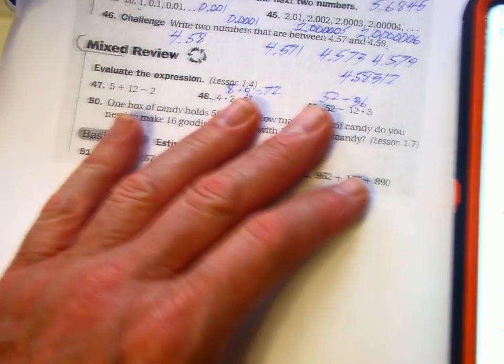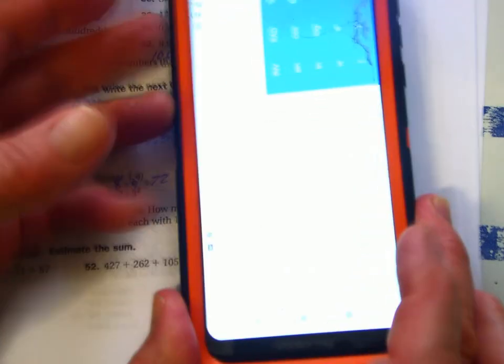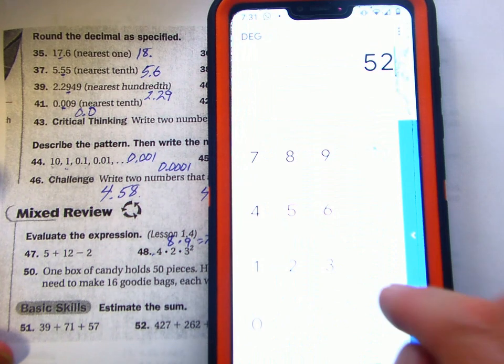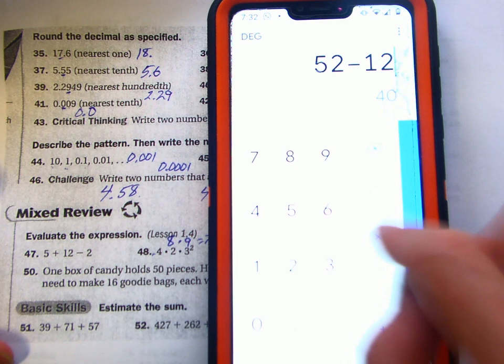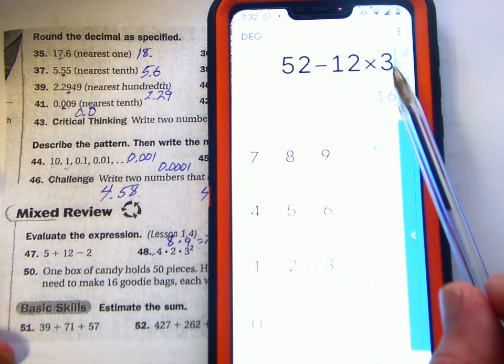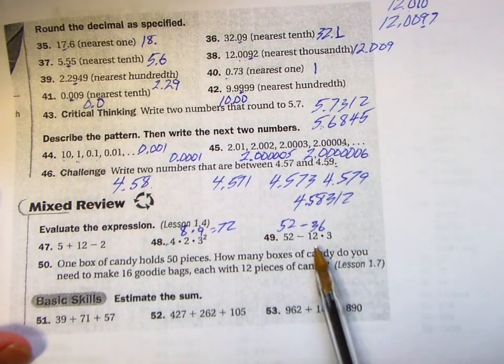Okay, calculator. Can you see that? And we're going to do 52 minus 12 times 3. 52 minus 12. See how it's saying 40? But when I change it to times, it's going to do something different. See, it got the right answer. It didn't do 40 times 3 like you think it would do. It did do 12 times 3 first and subtracted. So it figured out what I wanted to do. It did the multiplying first and then did the subtraction.